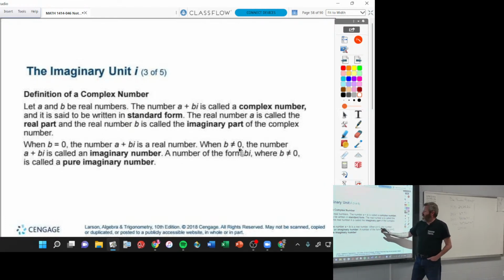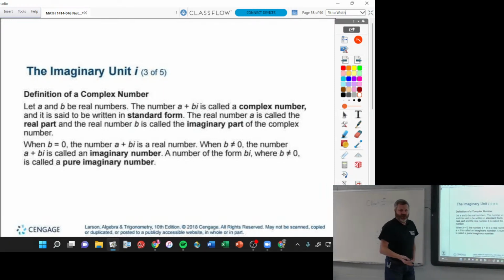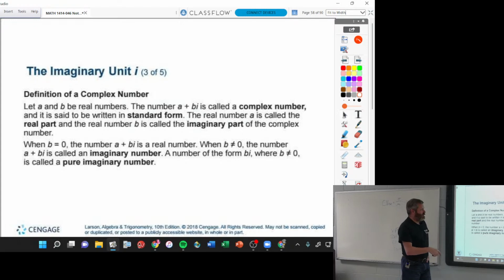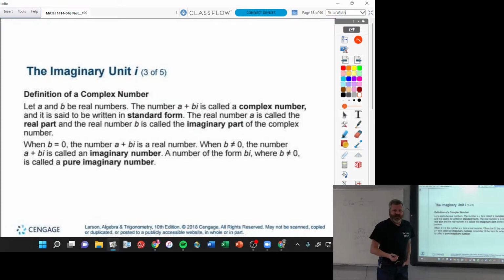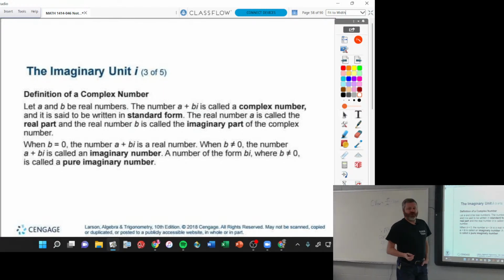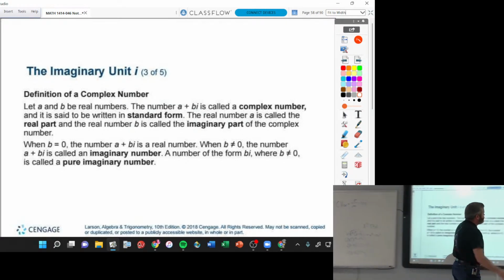If b is not 0, a plus bi is an imaginary number because now you have an a and a bi. A number of the form bi, where b is not 0, is called a pure imaginary number. So notice if you have bi, there's no a there. So bi, as long as b is not 0, you will have a pure imaginary number.